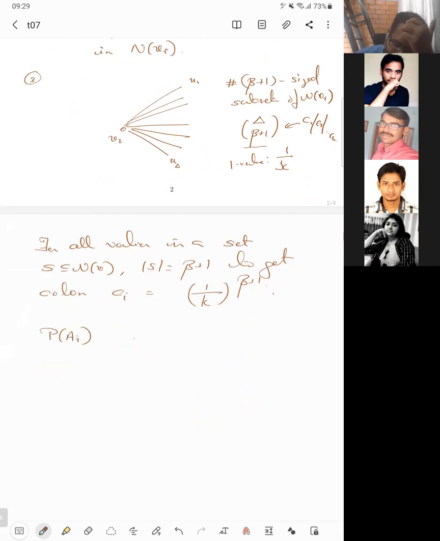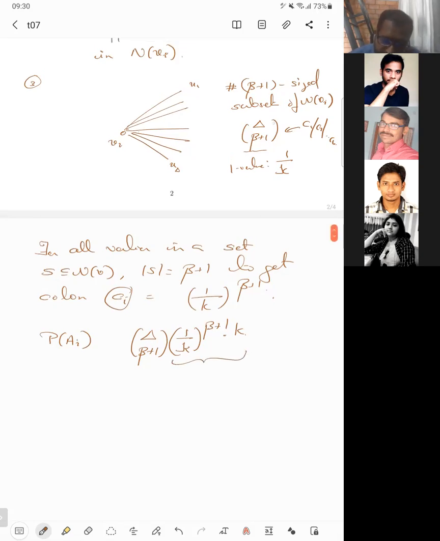delta choose beta plus 1, correct, into 1 by K to the power beta plus 1, into K. So that is a key point. Why? Because now you are not talking about any particular color. When you are only thinking one color should appear in beta plus 1 vertices, it could be any of the K colors. So in my mind, I actually calculated this together.